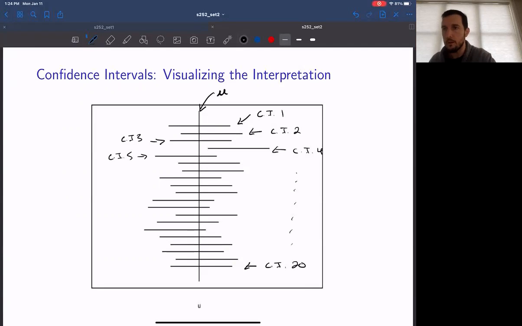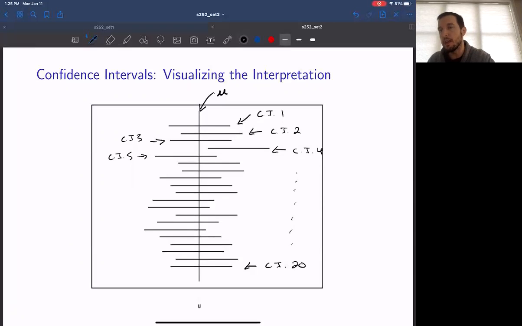Okay. So what you can see from this illustration is that confidence intervals 1, 2, 3, and then 5 through 20, they all overlap with mu, which effectively is representing the fact that they contain mu. So mu is inside 19 of the 20 confidence intervals. But confidence interval 4 does not contain the true mean.